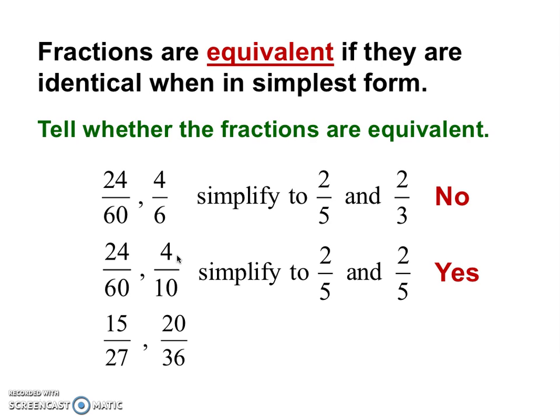Some new numbers here. 15/27 and 20/36. 15 and 27 are both divisible by 3. So 15 divided by 3 and 27 divided by 3 would give me 5/9. And 20 and 36 are both divisible by 4. So 5/9 and 5/9. Are those equivalent? Yes, they are. All right. So that's if I'm given two fractions and I have to find out if they're equivalent.